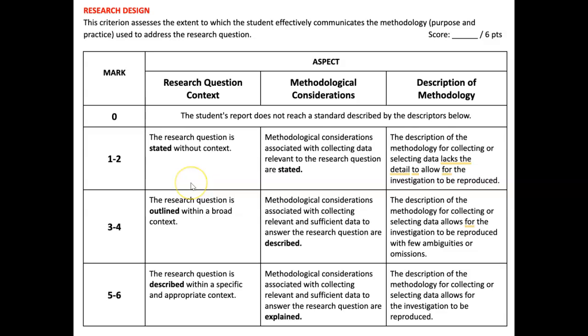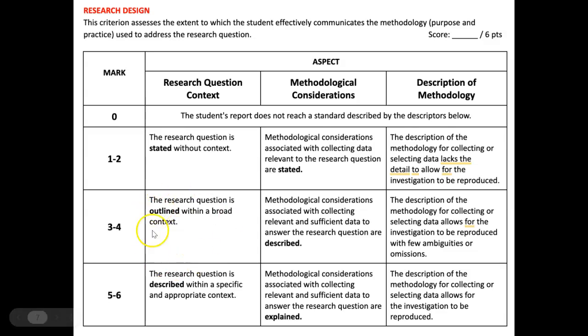So notice that the score of a 1 or a 2 for the research question context has the same descriptor. So that does mean that there's some level of subjectivity, right? If the research question is stated without context, then the moderator has to decide, are you on the low side of this or are you on the higher side of this? It's not quite a 3, but it's better than a 1. It's not the weakest you could be in this box. And so they do have to decide between a 1 or a 2.